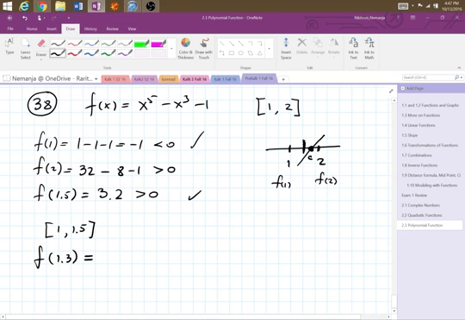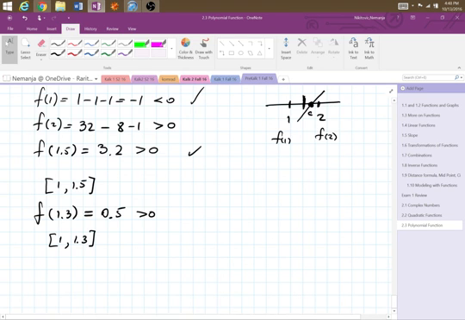How much is f of 1.3? Compute again in the function. So 1.3 raised to the 5 minus 1.3 raised to the 3 minus 1 is 0.5. That's bigger than 0. So now you have to pick, again, between 1 and 1.3. See, you are zooming in on the solution. I don't know, pick 1.1, 1.2, doesn't matter. Which one we want to pick? 1.1. Compute at 1.1. So you keep playing this game.